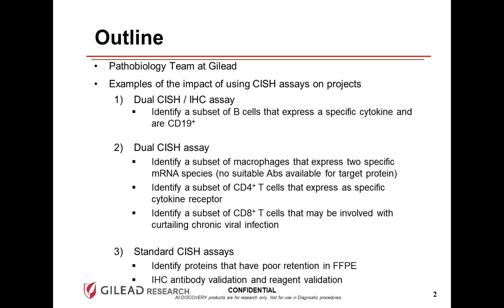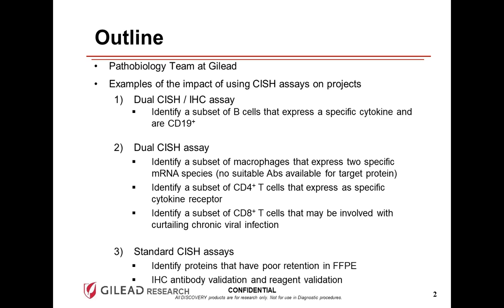a lot of projects. The first example I'm going to talk about is using a dual in situ hybridization and IHC assay. And I'll walk you through how we were able to identify a subset of B cells, in particular B regs. That's a very hot topic in tumor biology.